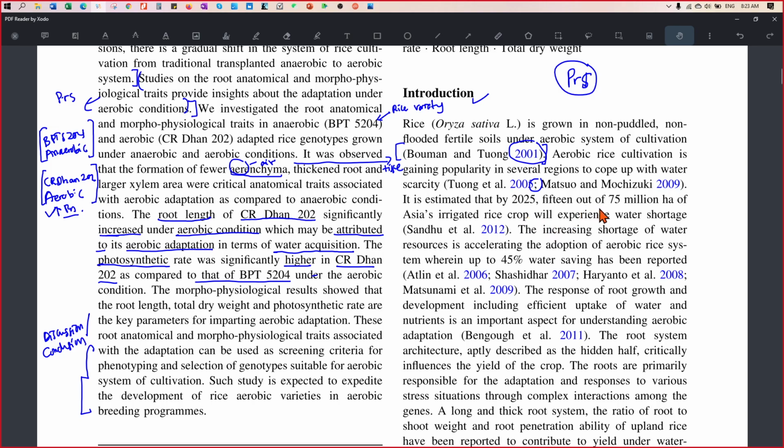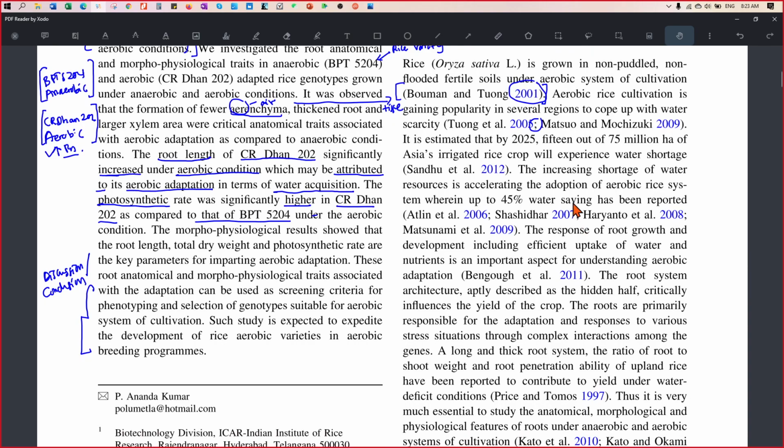It is estimated by 2025, 15 out of 75 million hectares of Asia's irrigated rice crop will experience water shortage. Okay, and so we just got information from that. Increasing shortage of water is accelerating the adoption of aerobic rice system, wherein up to 45 percent water saving has been reported. So there is a good amount of effort being done to use more aerobic rice, because of this water saving. So this is something that you need to pick up as you read along.